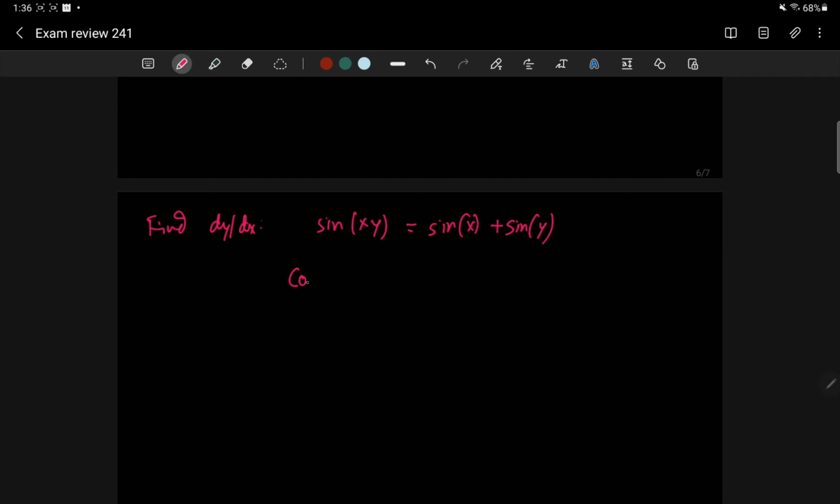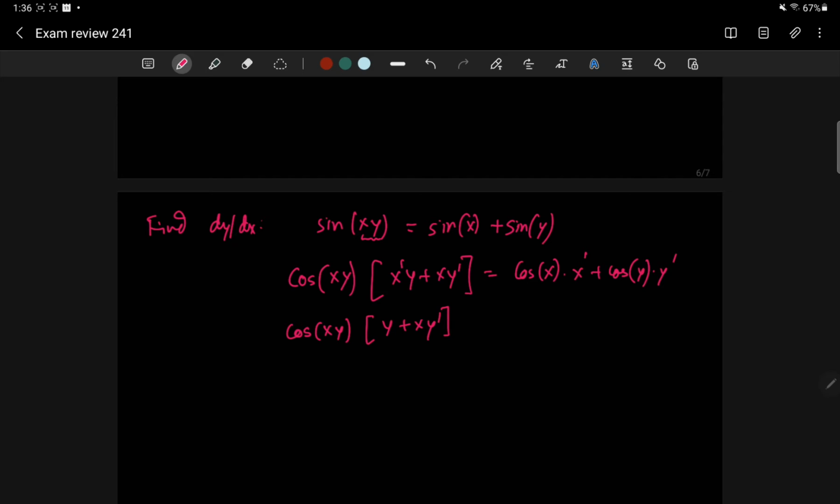So I take the derivative, I get cosine xy, and then I take the derivative of xy, that's going to be x prime y plus xy prime, cosine x, x prime, cosine y, y prime, cosine xy, y plus xy prime, cosine x plus cosine y, y prime.